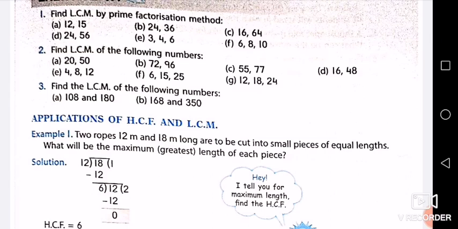Before we start the exercise, I have explained one example of finding the LCM using the division method. Using that example only, we are going to do question number 2, which is to find the LCM of the following numbers. But you have to remember the name of the method, that is the division method. Now we'll start with the A part, that is 20 and 50. So let's start this A part.